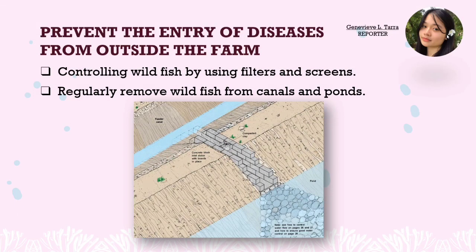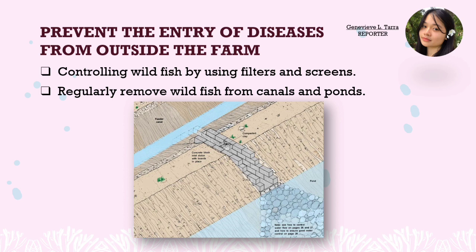Prevent the entry of diseases from outside the farm. It is done by controlling wild fish using filters and screens and by regularly removing wild fish from canals and ponds. As you can see here in the illustration, the water from the canal passes through a filter and directly goes through the pond. Good fish farm management requires proper control over water supplies and their quality.